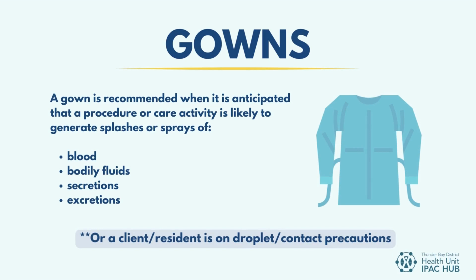The other one we're going to speak about today is gowns. Gowns are the barrier between your arms and clothing with infectious agents that can be found from wounds, secretions, splashes, or sprays. Gowns also come in different sizes to fit the shape of your body and should be worn snugly and not like a cape.